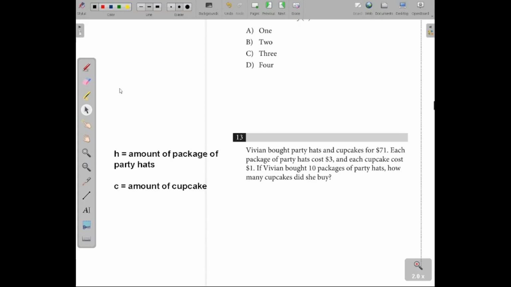Number 13. Vivian bought party hats and cupcakes for $71. Each package of party hats costs $3, and each cupcake costs $1. If Vivian bought 10 packages of party hats, how many cupcakes did she buy? So we need to find the amount of cupcakes. How many cupcakes did Vivian buy?